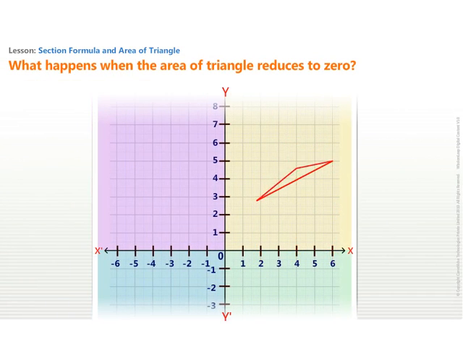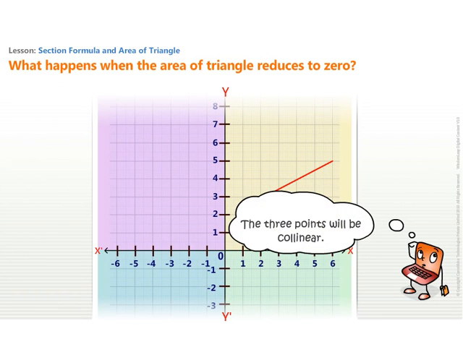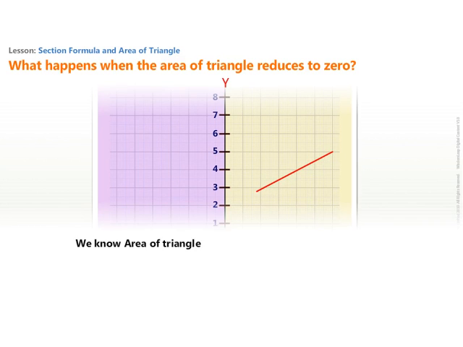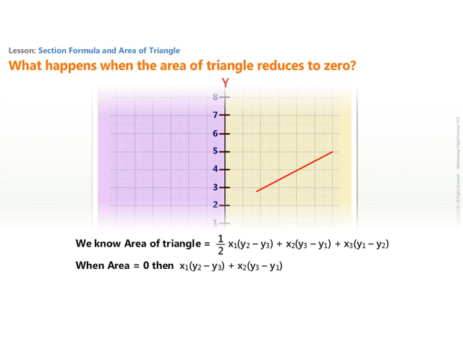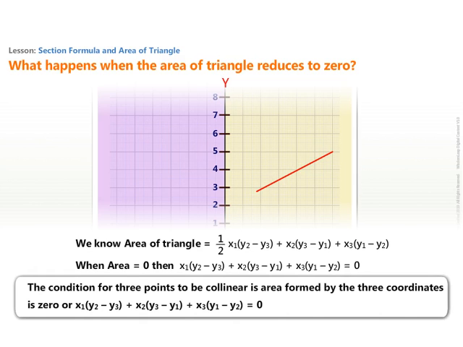What happens when the area of the triangle reduces to 0? The 3 points will be collinear. We know the area of the triangle is equal to half into [x1 (y2 minus y3) plus x2 (y3 minus y1) plus x3 (y1 minus y2)]. When the area is equal to 0, then x1 (y2 minus y3) plus x2 (y3 minus y1) plus x3 (y1 minus y2) is equal to 0. So, the condition for 3 points to be collinear is that the area formed by the 3 coordinates is 0, or x1 (y2 minus y3) plus x2 (y3 minus y1) plus x3 (y1 minus y2) is equal to 0.